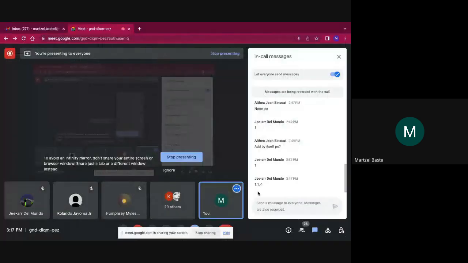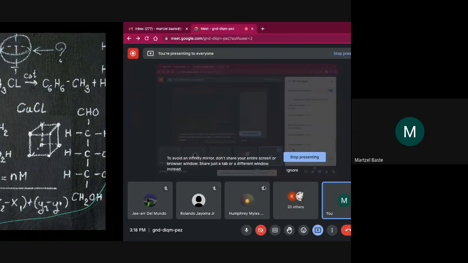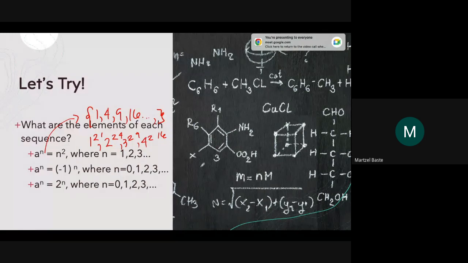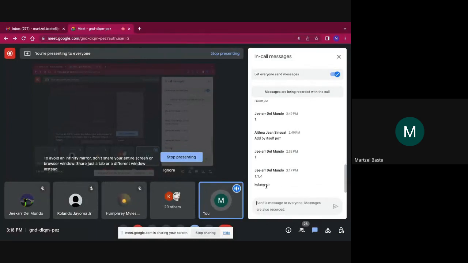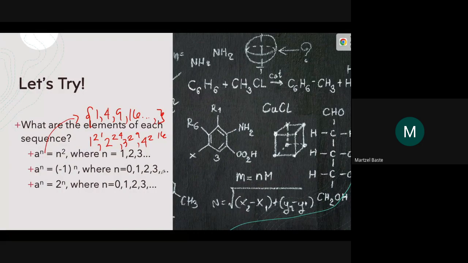Nana? Del Mundo. So 1, 1, negative 1. Murag baliktad ata. Sige, try na to. Del Mundo got it correctly, I mean not the entirety of it, na tama siya lahat. Yeah, kulang, kasi infinity man gud siya. Pero if kani atong basihan 4 lang, 4 series sa n.